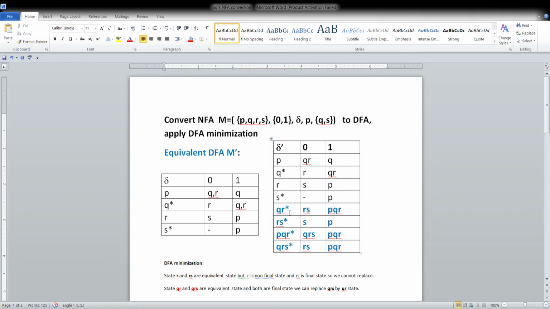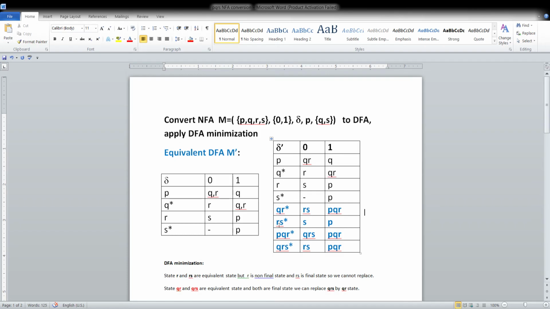And since Q is a final state in the NFA, we can mark this as also a final state because Q is a part of this. Similarly, now after adding this new transition, you will find RS and PQR. These new states are added. So let's find out the transition on these new states.